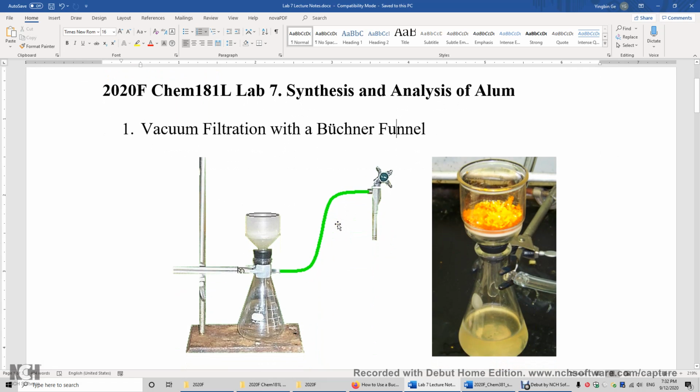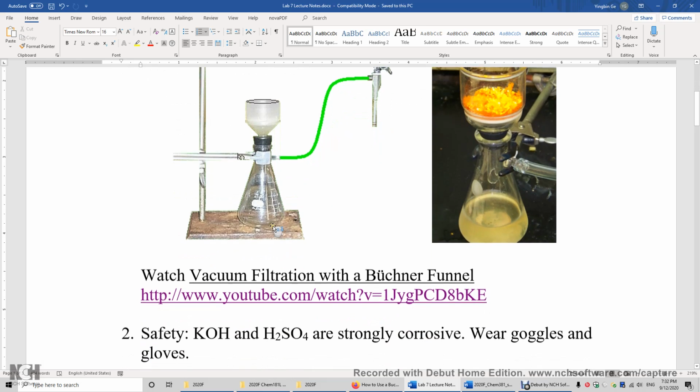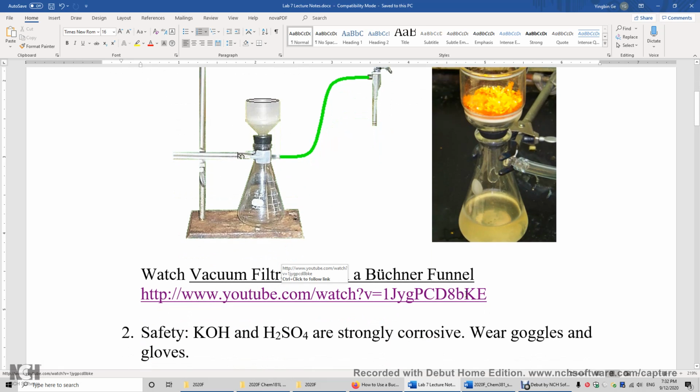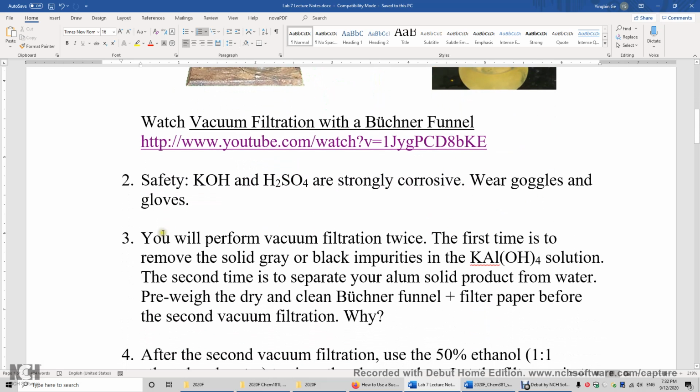First, I want to introduce you to this vacuum filtration technique with a Buchner funnel. This is a Buchner funnel. I'd like you to watch this YouTube video to learn how to do vacuum filtration. In this lab, potassium hydroxide and sulfuric acid are strongly corrosive.